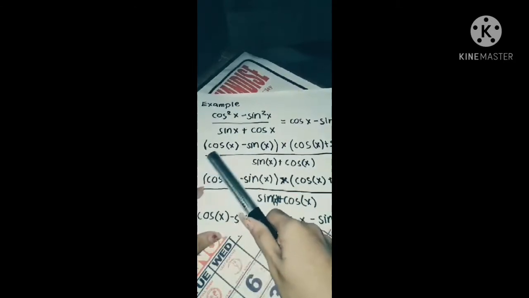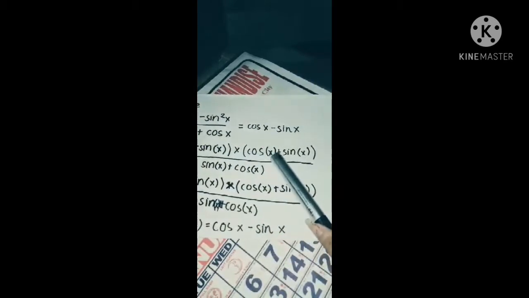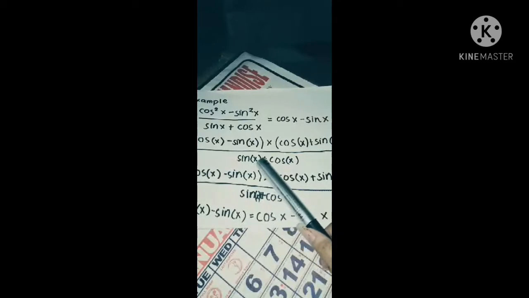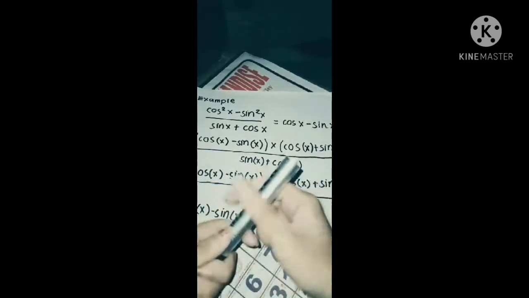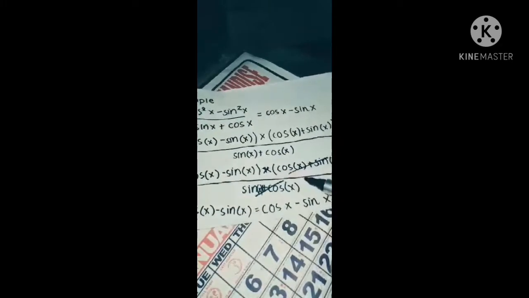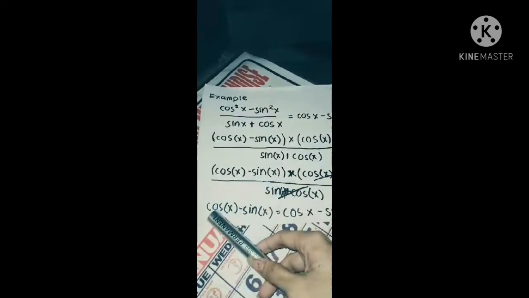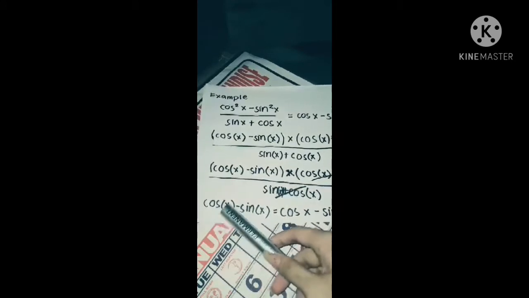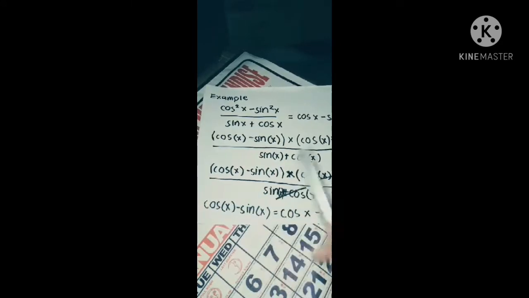So we have cosine x minus sine x times cosine x plus sine x over sine x plus cosine x. After that, we reduce the fraction with sine x plus cosine x. So we canceled out this part. The next is the simplified identity of the equation, which states that the left side is equal to the expression on the right.